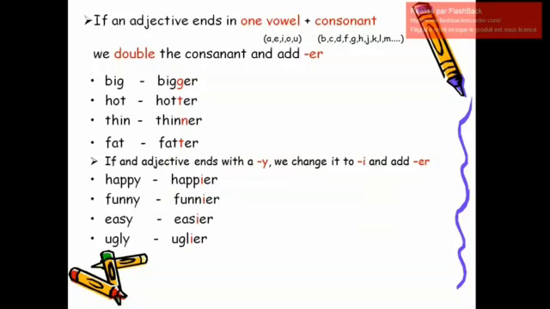Big, bigger. Here, double G. The last consonant is G. Hot, hotter. Double T. Thin, thinner. Double N. Fat, fatter. Double T.